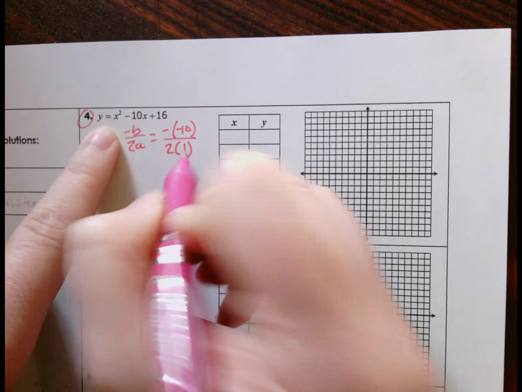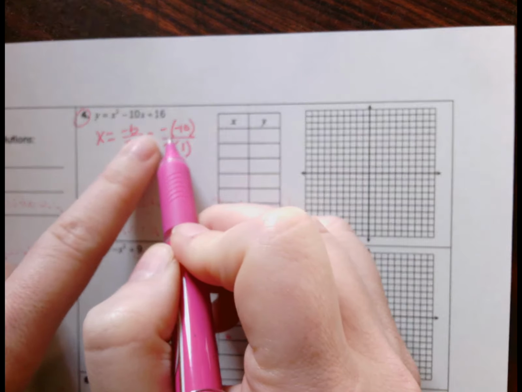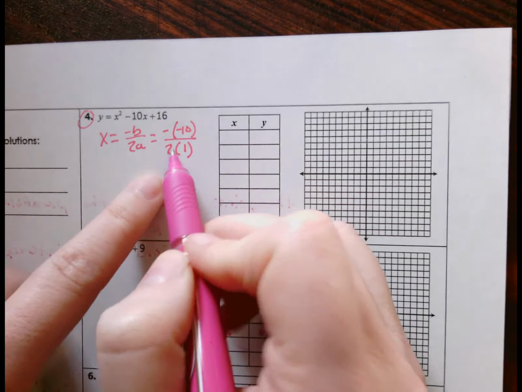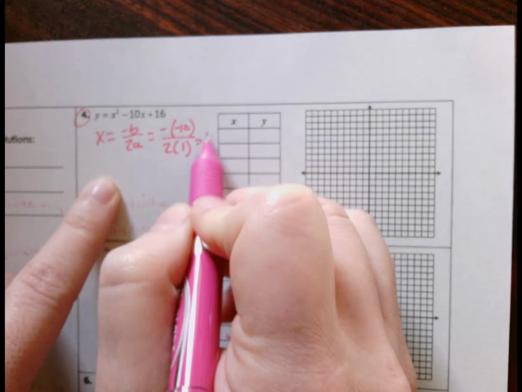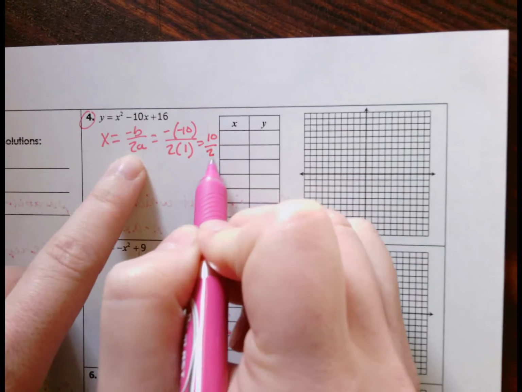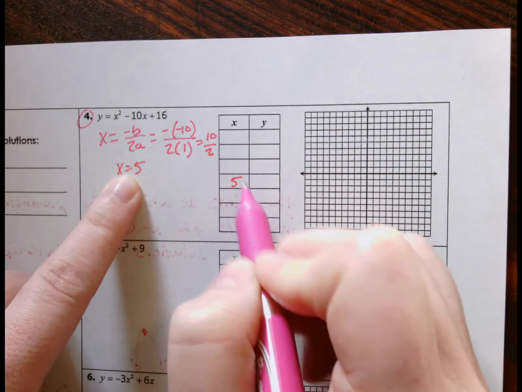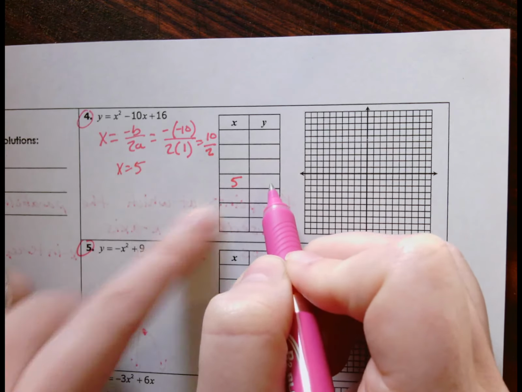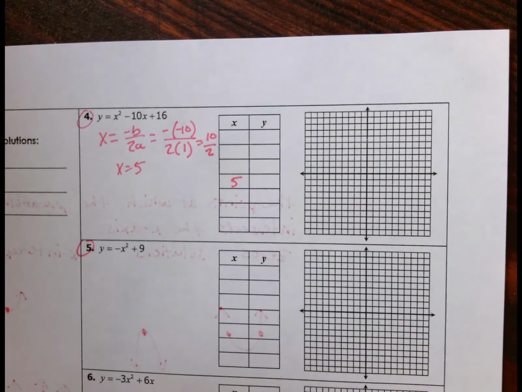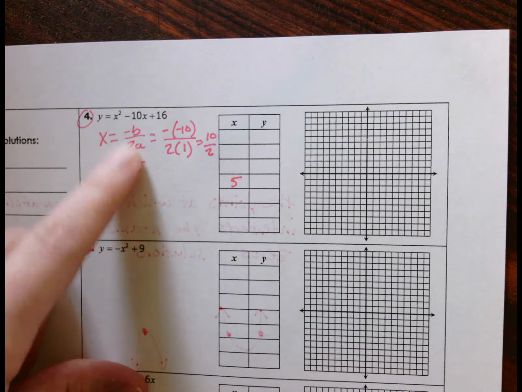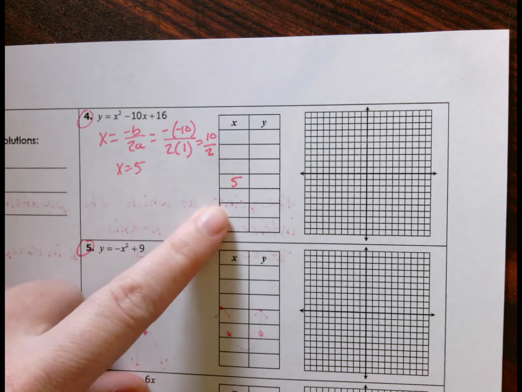A is 1. Remember that negative 10 has to be in parentheses because that negative goes outside of it as well. So the negative and negative makes a positive. 10 divided by positive 2. So x is equal to 5 in this case. So 5 is what's going to go in our middle section here. We still need to find our y value. You remember you can plug your x value into this to find out what y is going to be equal to.